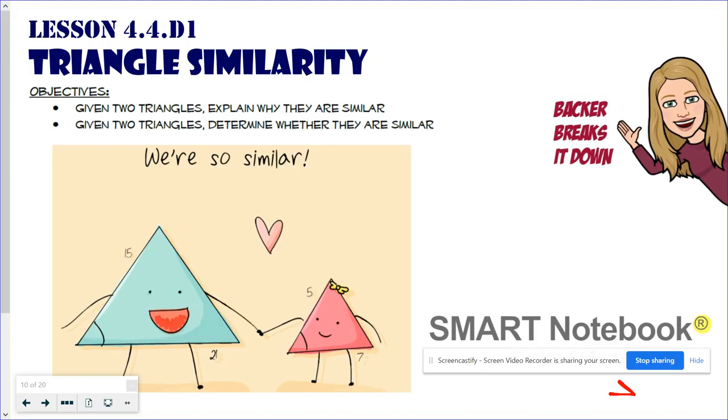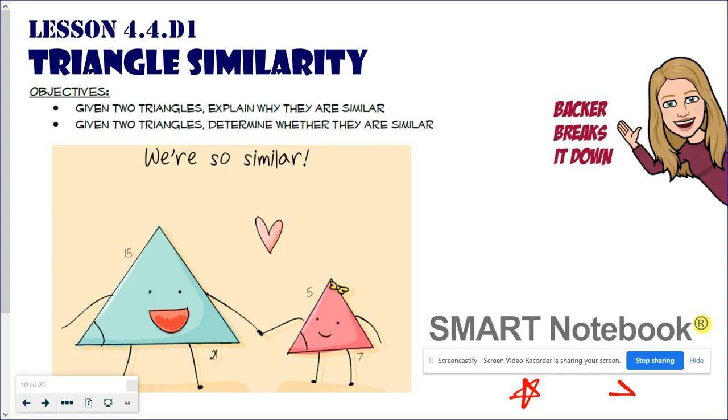In this episode, we're going to look at some examples of triangle similarity. We're going to determine whether two triangles are similar, and we're going to explain why they are similar. Starting with these two, because they're so similar. So clearly, they are similar, but why?